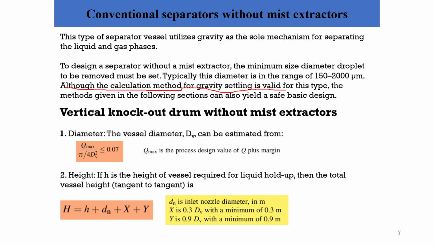So now I'm talking about vertical, for example. Now I'm going to talk about the vertical knockout drum, which is a vertical separator without a mist. So it's very similar to the vertical separator with the mist. The same equation can be applied, but in order for the design criteria to make sure that it's correct, it has to be as the following.